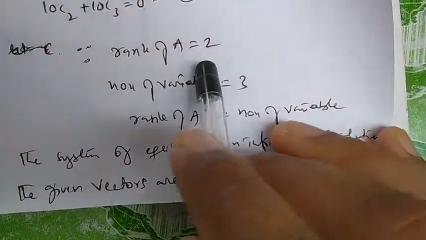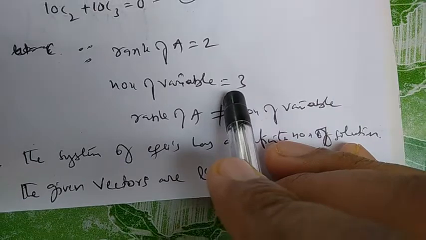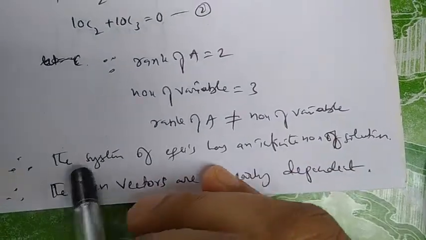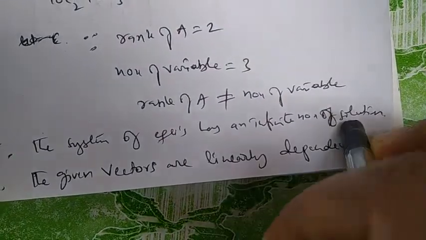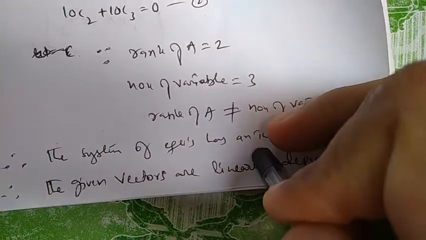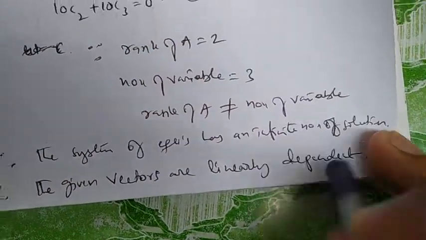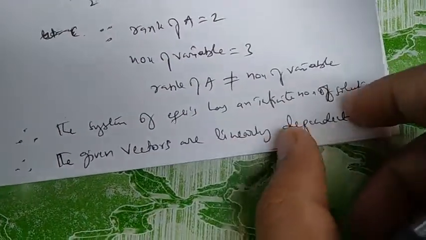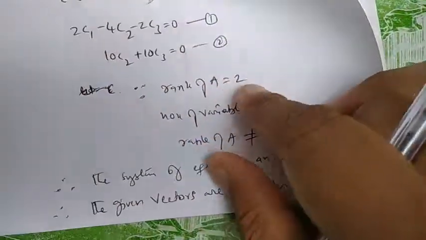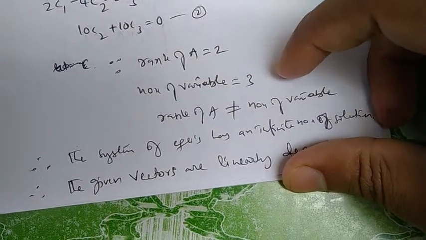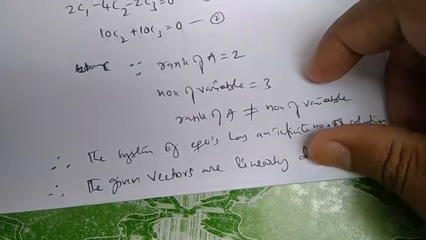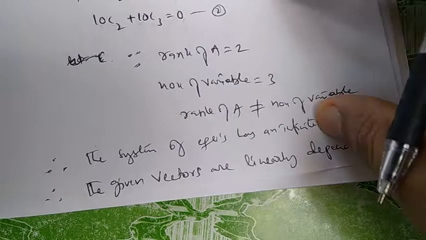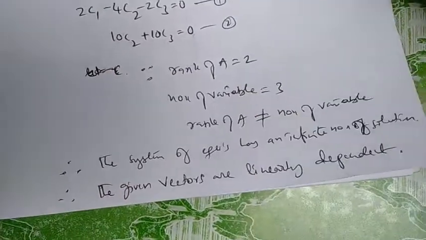The rank of A is 2. The number of unknowns is 3. They are not equal, so the system has an infinite number of solutions. For an infinite number of solutions, the vectors should be linearly dependent, right? For a unique solution, all of C1, C2, C3 equal 0, linearly independent. They are not equal, so there should be an infinite number of solutions. They are linearly dependent. Now if they are dependent, we need to find the relation between them.